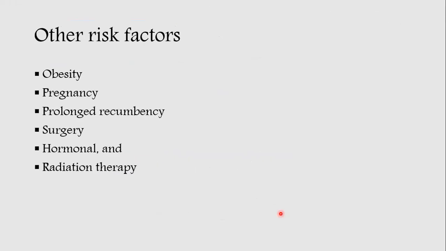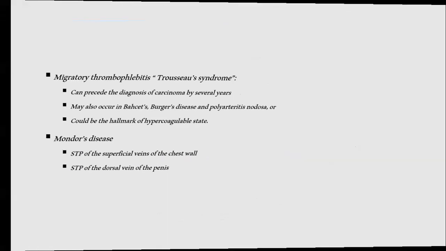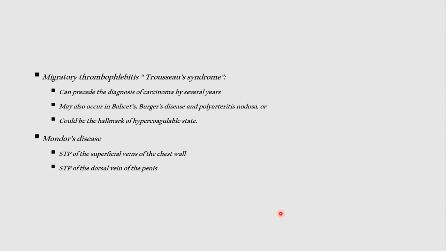We have other risk factors. These include obesity, pregnancy, prolonged recumbency, surgery, particularly major surgery, hormonal and radiation therapy. There are special entities of superficial thrombophlebitis worth mentioning. This is migratory thrombophlebitis, which is called Trousseau syndrome, in which there is thrombophlebitis of the superficial veins, one after the other, as if the superficial thrombophlebitis is fleeting from one vein to another, as if chasing the superficial veins.